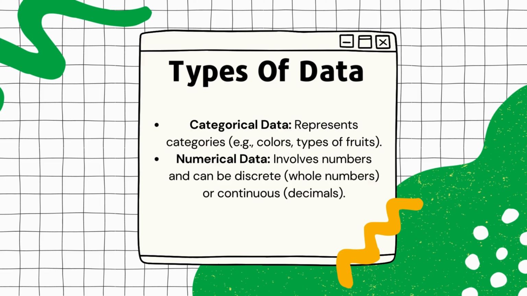So a whole number would be something like number 2, number 1, whereas a decimal would be something like 0.75, 0.85, and so on and so forth. So remember, there are two types of data. There's categorical data and there is numerical data.